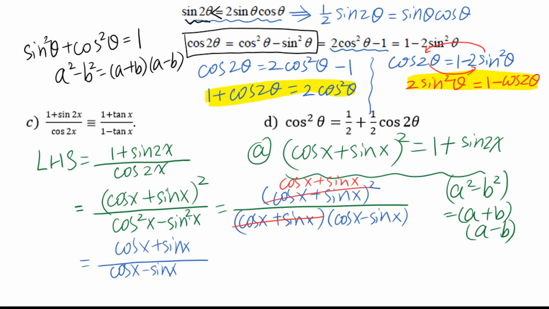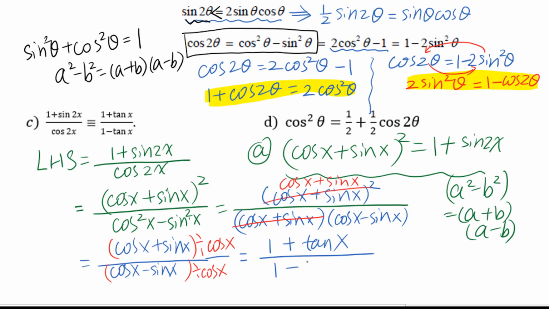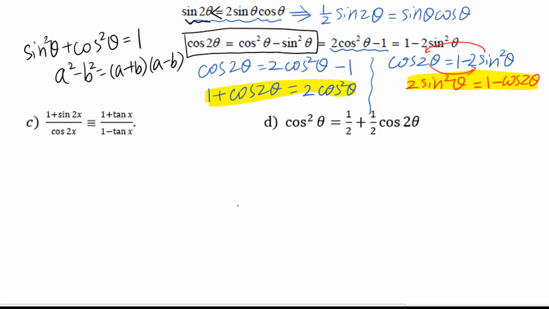Then top and bottom, we divide by cosine x. Then you will get the answer: 1 plus tangent x. The denominator will be 1 minus tangent x, which equals the right hand side. We finish proving. Let's go to D.